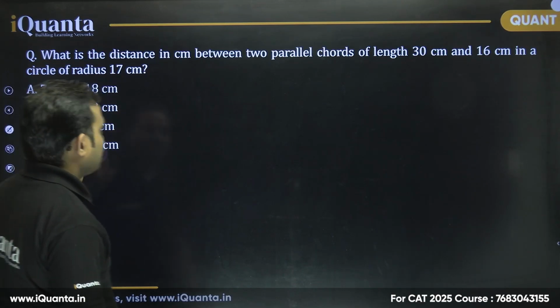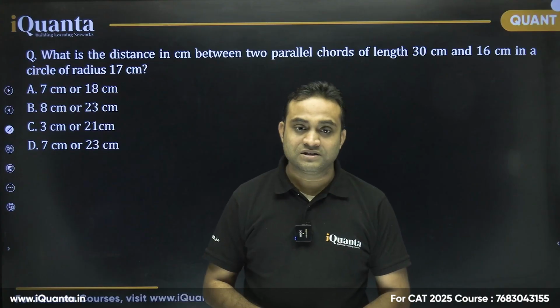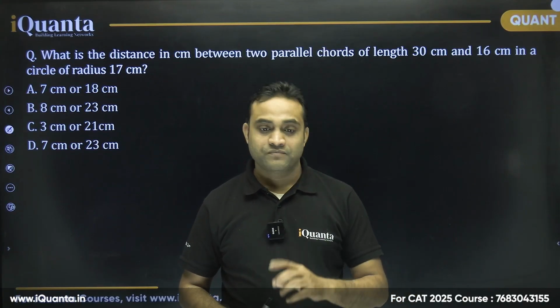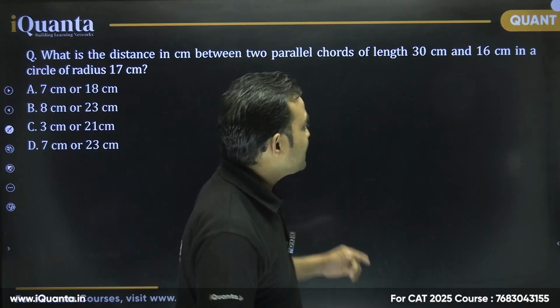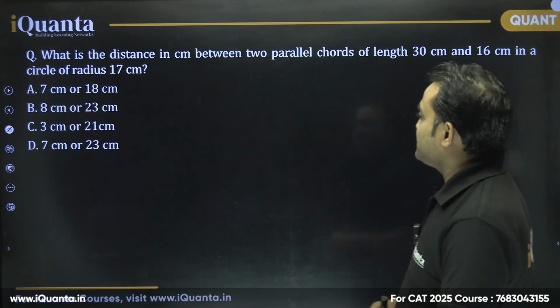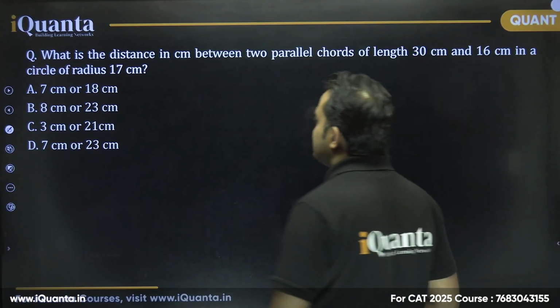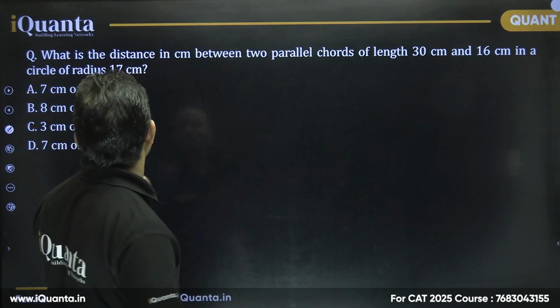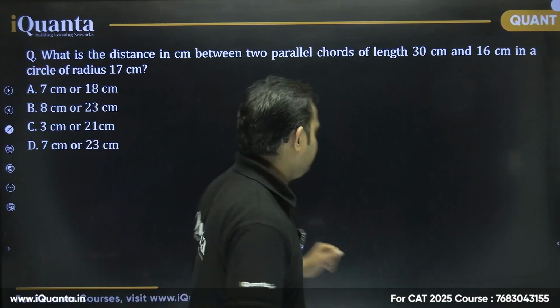Now there are more concepts based on circles, but we will try to learn them from questions one by one in upcoming sessions. So it says, what is the length in centimeter between two parallel chords of length 30 centimeter and 16 centimeter in a circle of radius 17 centimeter.